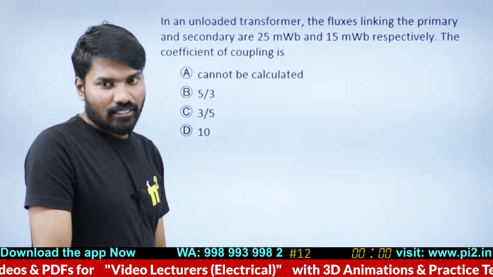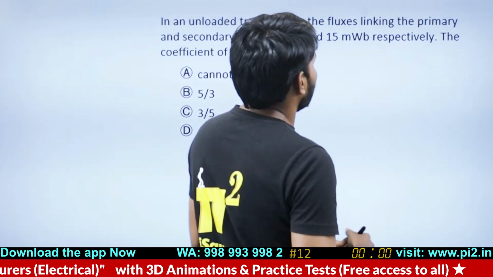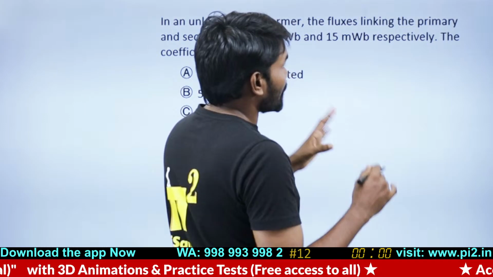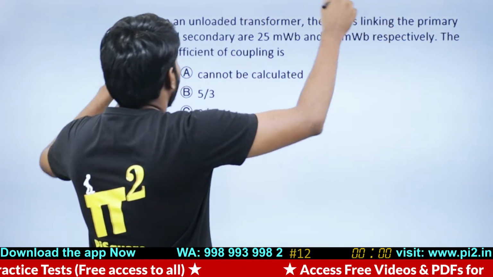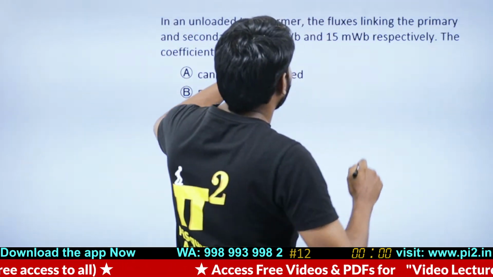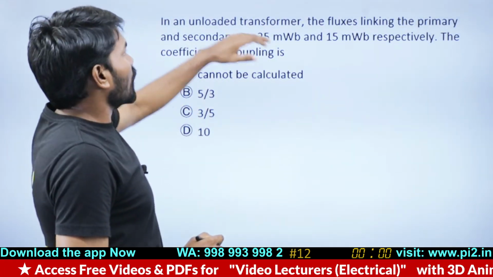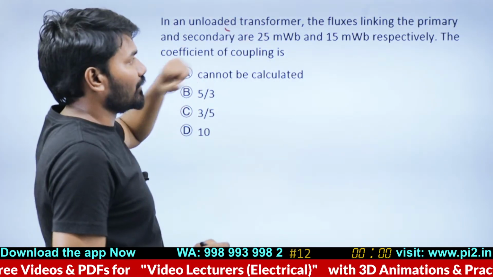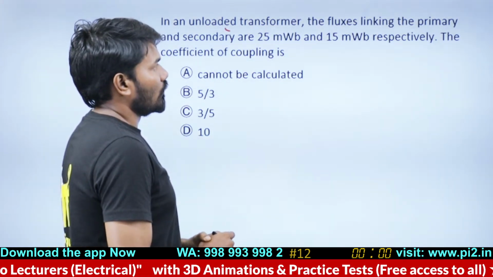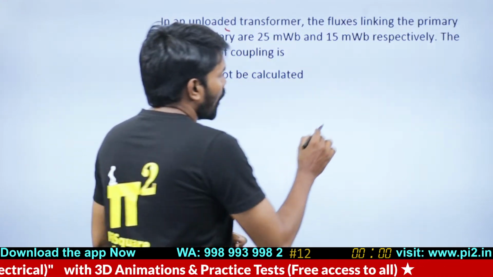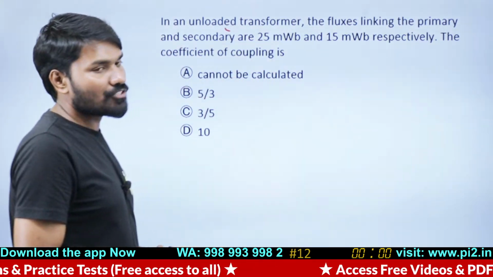Let's see. In an unloaded transformer, the fluxes linking the primary and secondary are 25 milliweber and 15 milliweber under no load condition. This is one of the popular questions. So tell me, what is the flux which is linking both the coils? How much is the flux which is linking both the coils?